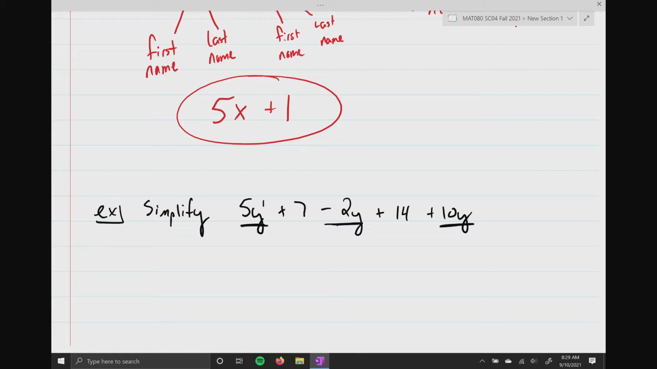Now, I have that +7. Well, that's a constant term, and constant terms are with other constant terms. So notice what I'll do here is I'll put 2 underline marks because I know they're like terms. So now it's just a matter of adding or subtracting. 5 minus 2 is 3. 3 plus 10 is 13. Lastly, 7 plus 14 is positive 21.